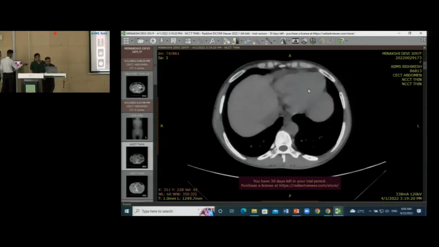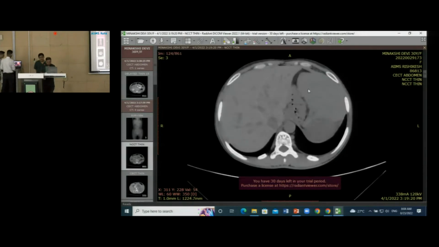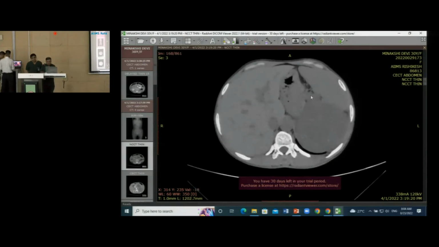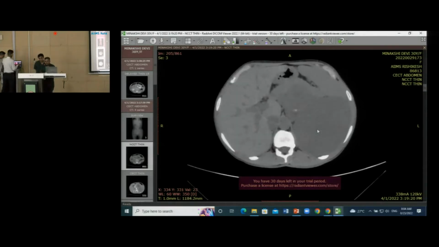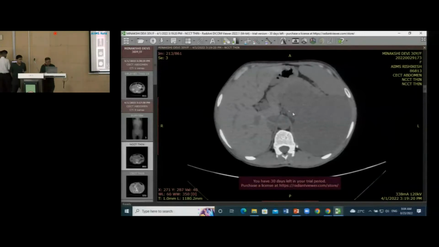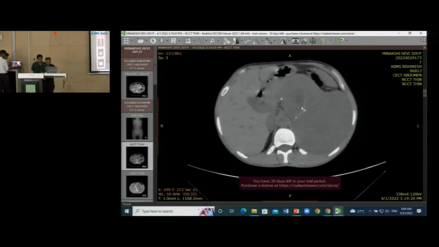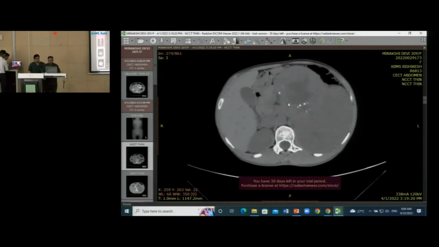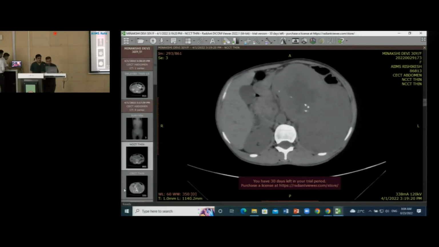Here we can see a large lobulated lesion in the left subdiaphragmatic region, and it is extending into the lumbar region also. And we can see this lobulated lesion has few areas of calcifications within. Further, we will be discussing this lesion on post-contrast images.